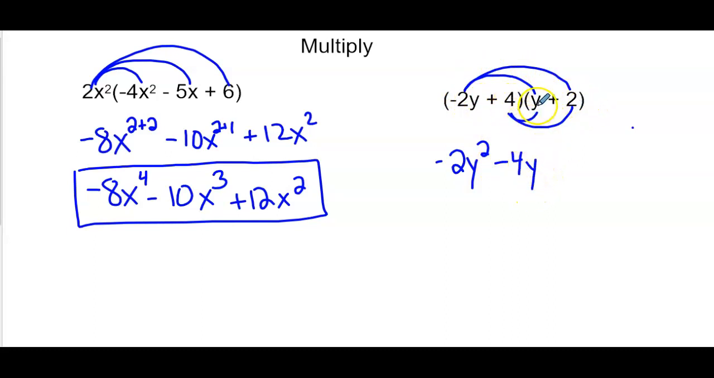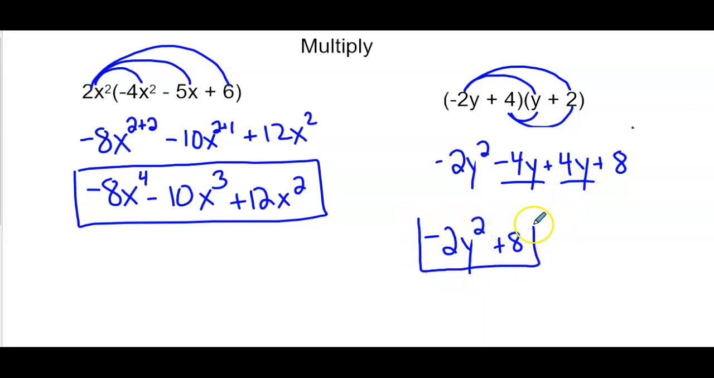Now I'm doing 4 times y. That's just going to give me 4y. Since it's positive, I'm going to put the plus sign in front. And now I'm doing 4 times 2, which is 8, and since it's positive, I'm going to put the plus sign there. And then I do need to go in and combine like terms, so -2y squared, and then this -4y plus 4y, I would combine those and I would get 0 y's. Now you don't need to write in 0 y's, you can just cancel it. So this would be my final answer.